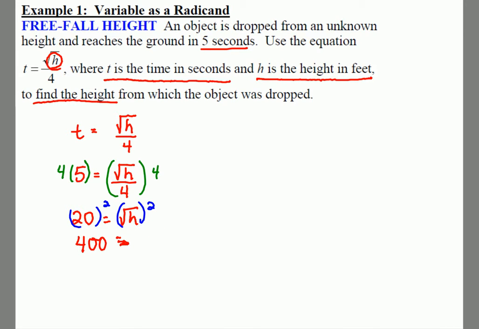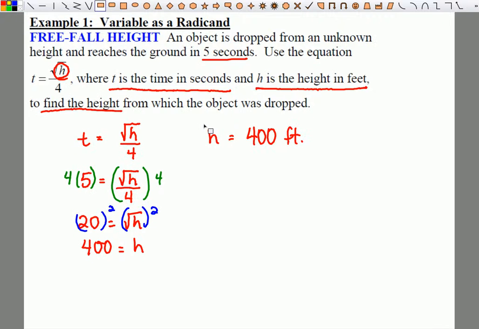So down here you're going to have 400, that's equal to h, which means the height at which our object was dropped was originally 400 feet. So that helps us figure out what our height was, and that showed us how we can solve a radical equation.